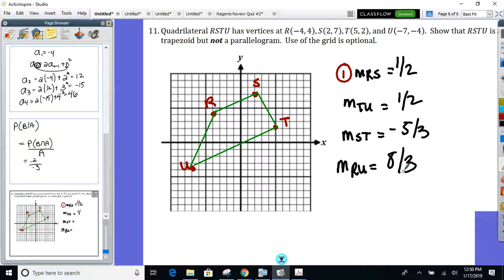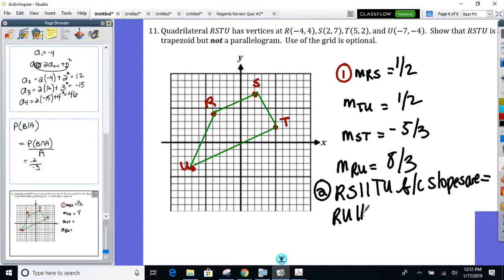Okay, all good. What did we just learn? Tell me one thing we've learned, because we're going to write two things we've learned from step 1. RS is parallel to TU because slopes are equal. What else did we learn that's going to play into being a trapezoid specifically? Marin? RU is not parallel to ST because slopes are not equal.